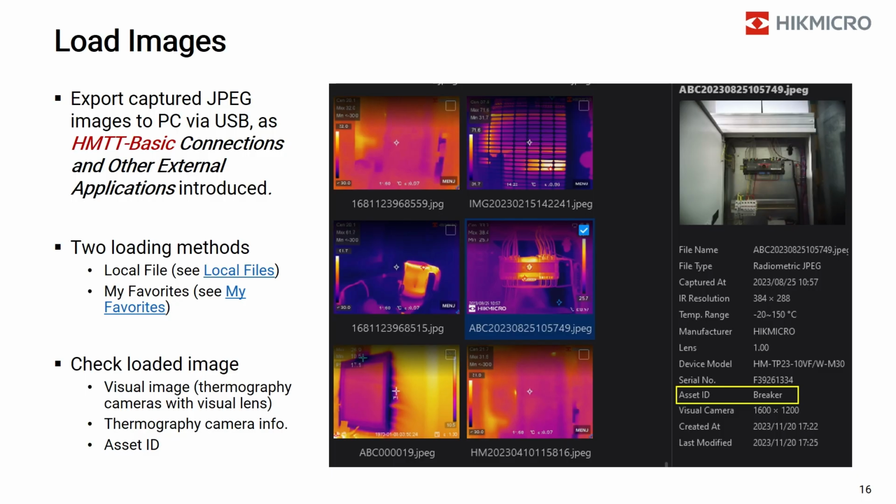Next, you can check the loaded images. Select the image to view its details, including thermography camera information and asset ID. And if the image was captured by a camera with a visual lens, its visual image would be presented as well.